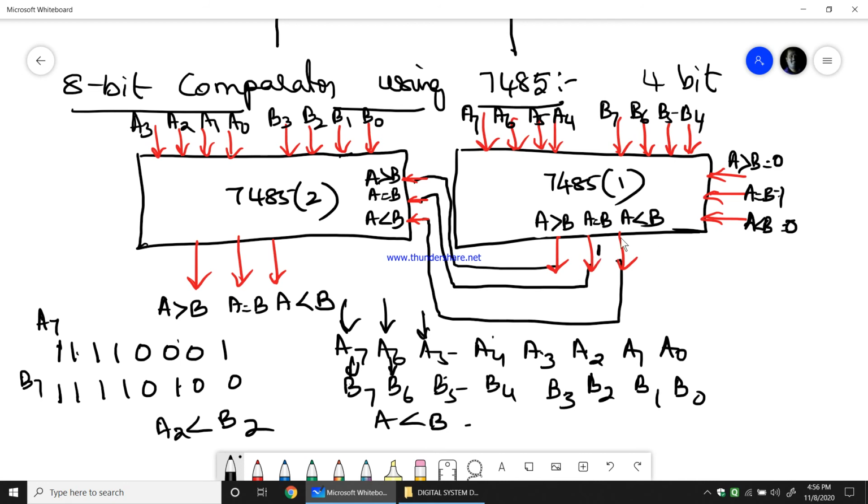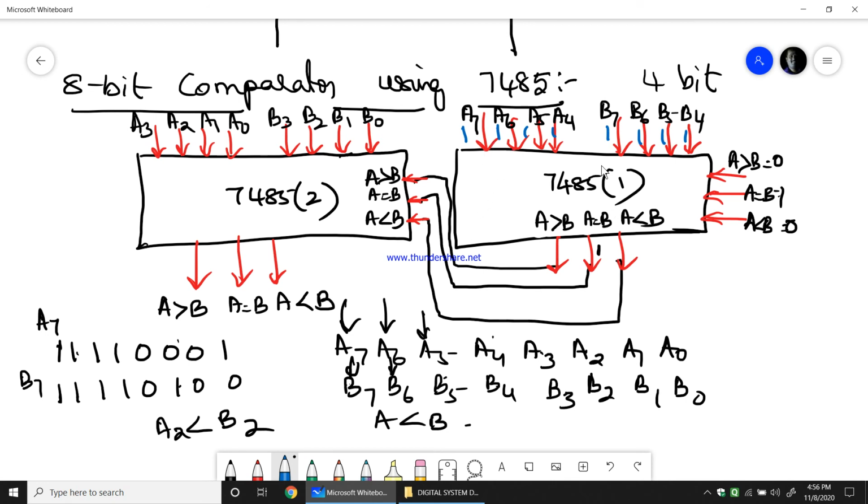Okay. A equals B will go high, and then that is given to this IC as a cascaded input. Now I don't give only A7 and B7. I will give all these 4 bits and all these 4 bits like this. I have given these 4 bits as 1 1 1 1 and these 4 bits as 1 1 1 1.